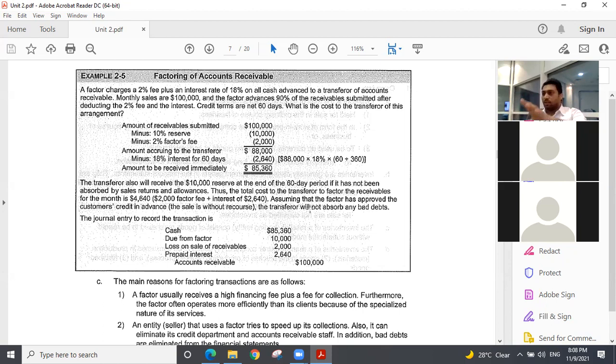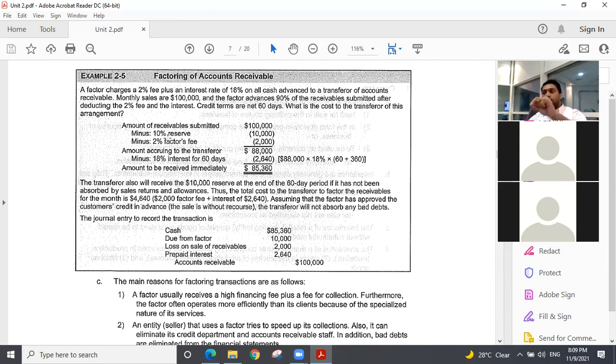Your normal sales is $100,000 and, for example, I am a factor and you are asking me to do the factoring for you. I will charge you 2% as my factoring fee and I will charge you 18% interest. And I will deduct 10% as my reserve because if there is any bad debt or uncollectible, I will reduce it from that. Or sometimes there is sales return also, I can reduce from that. So what will I do? I'll take 100,000, 10% I will keep as reserve, then I will take 2% factoring fee.